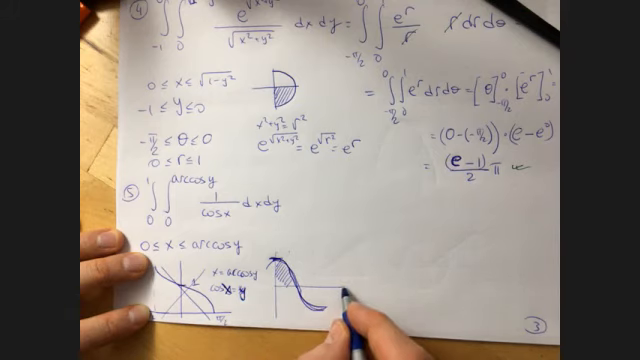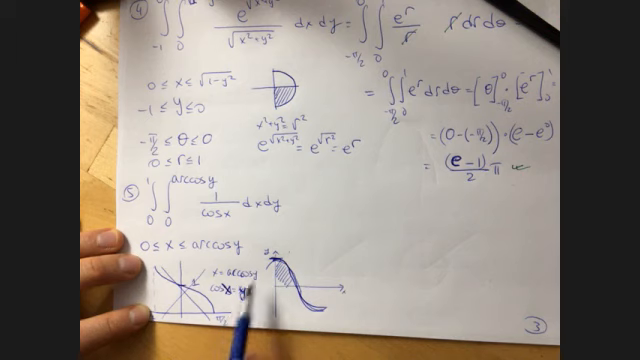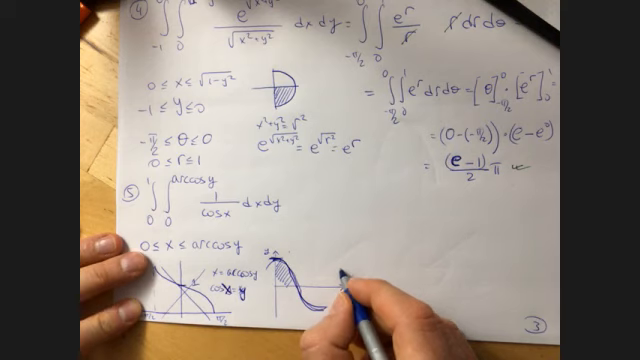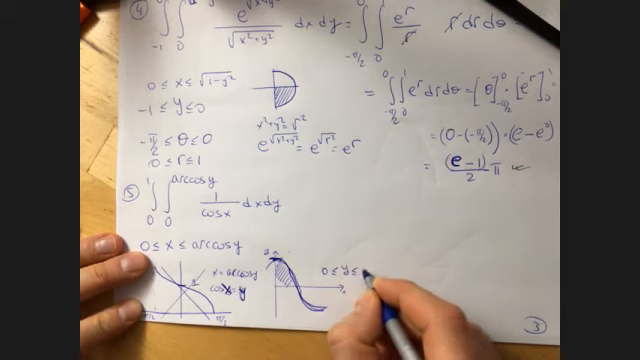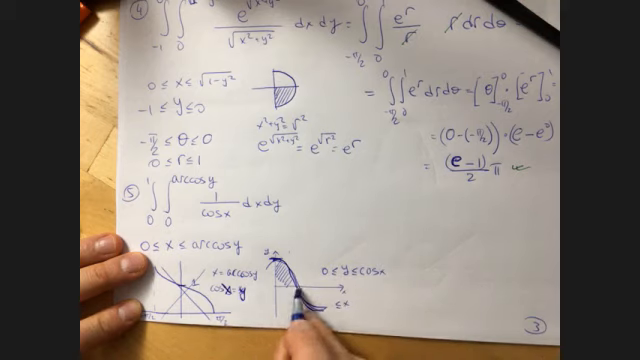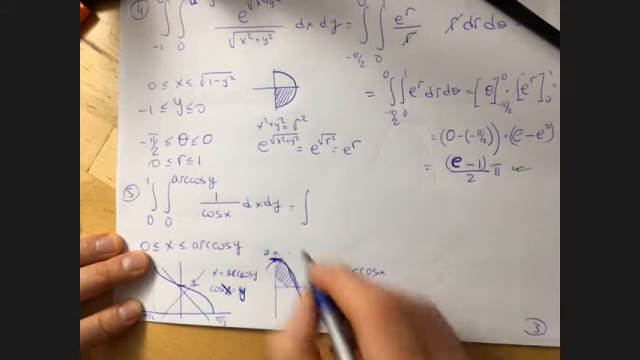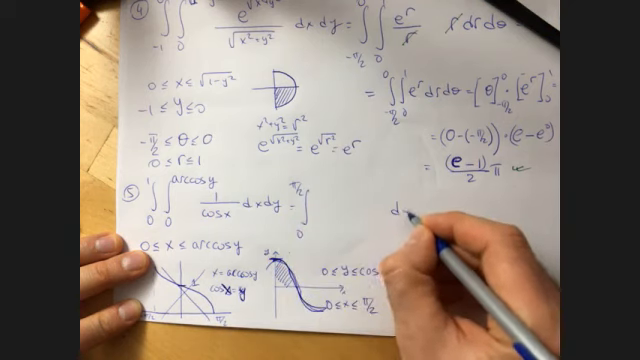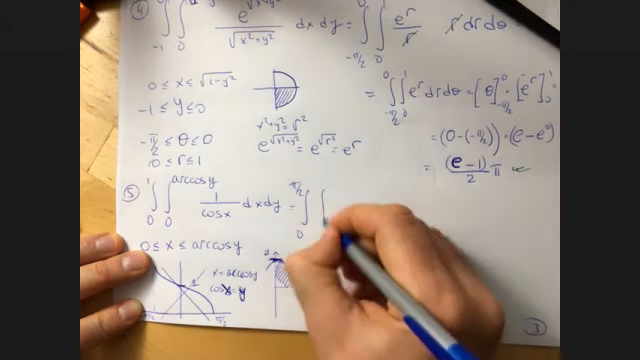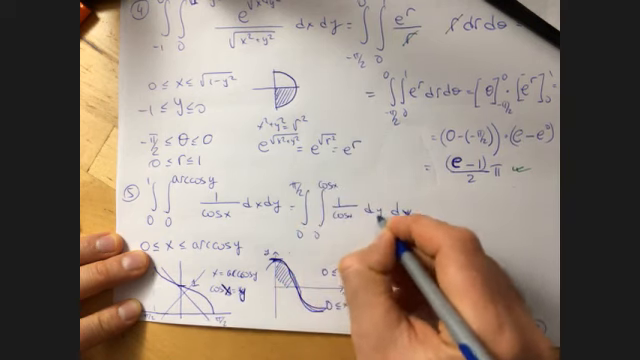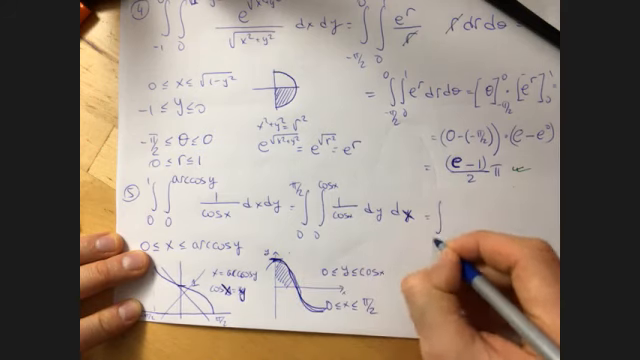So how to describe this by changing the coordinates? Well, obviously from here, y is going to be greater than 0 and less than cosine of x, and then x is going to be between 0 and pi over 2. So this becomes the integral from 0 to pi over 2 dx, and the integral from 0 to cosine of x, 1 over cosine of x dy.